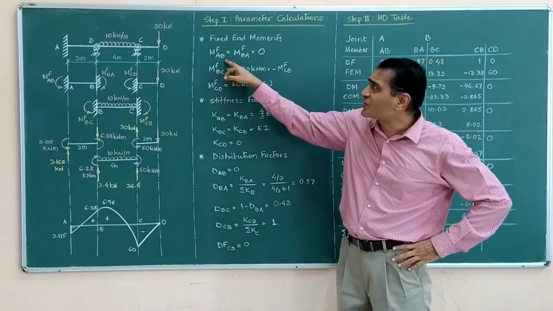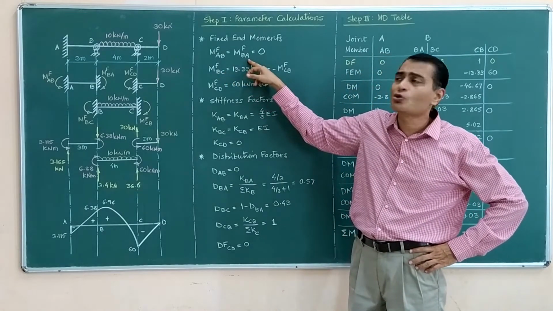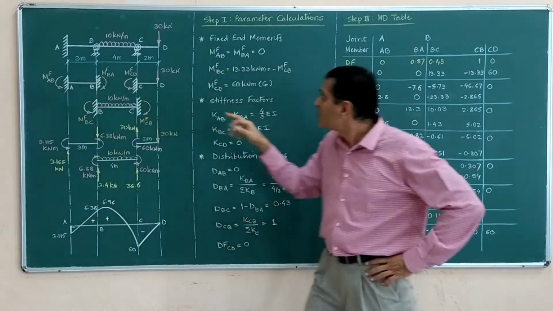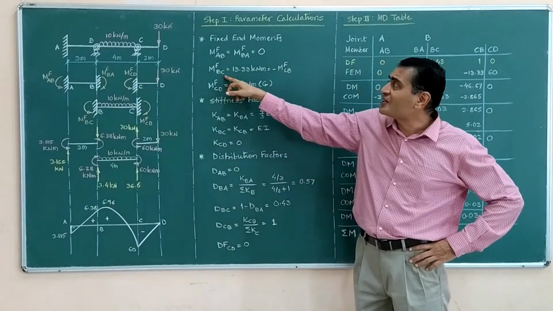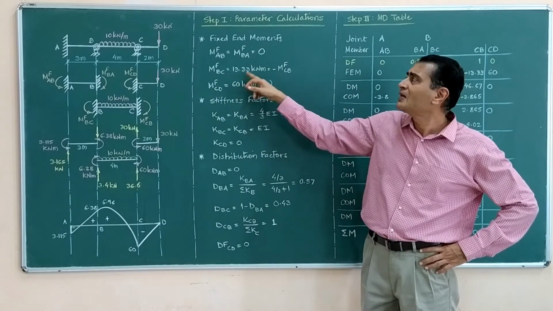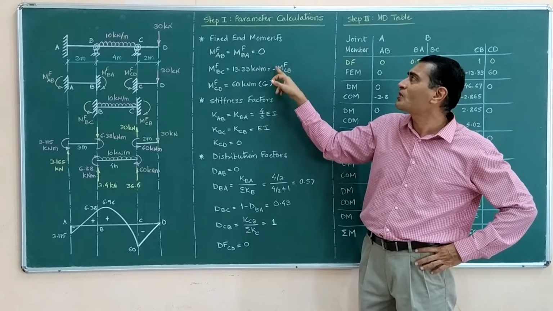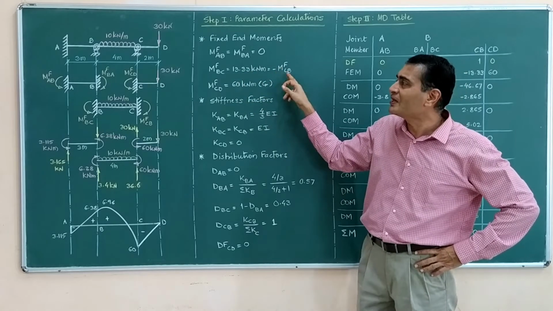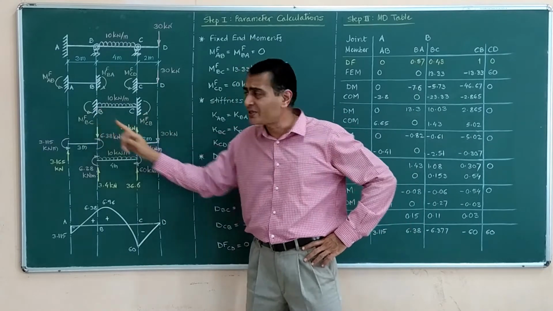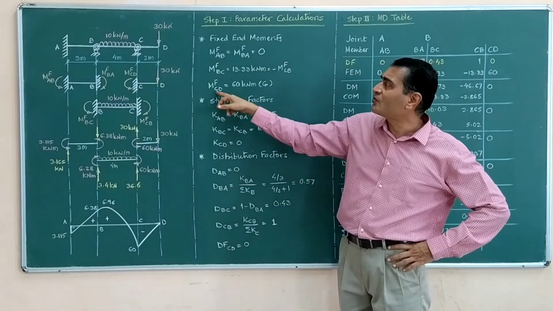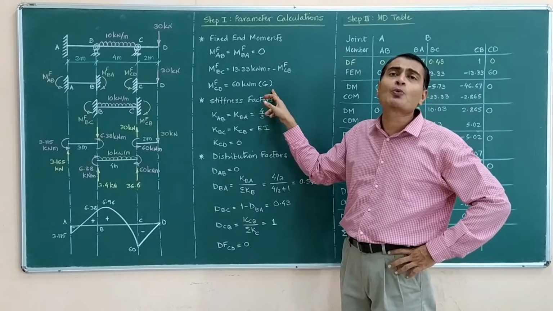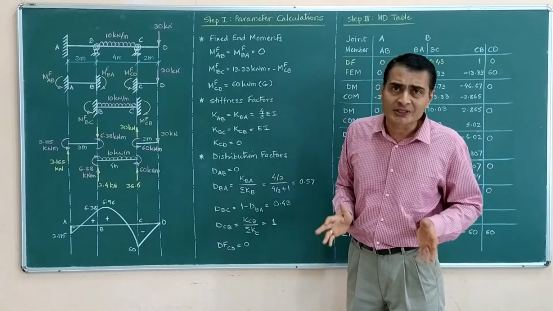So I write fixed end moment AB is equal to fixed end moment BA, both zeros. Fixed end moment BC is 13.33, standard formula we are using, is equal to minus of fixed end moment CB, because this is clockwise, this is anti-clockwise, and finally I am writing fixed end moment CD is equal to 60 kN meter positive or anti-clockwise.